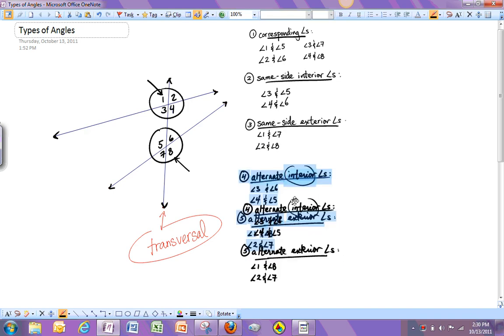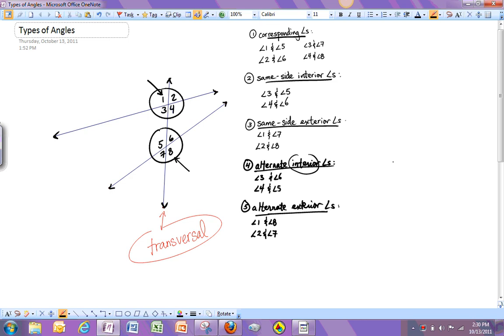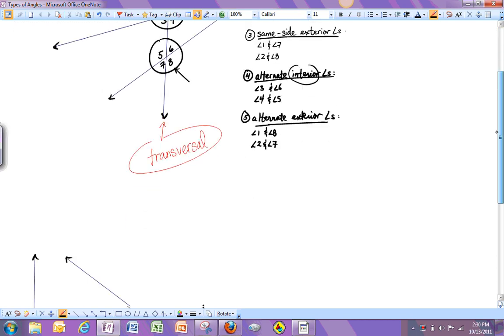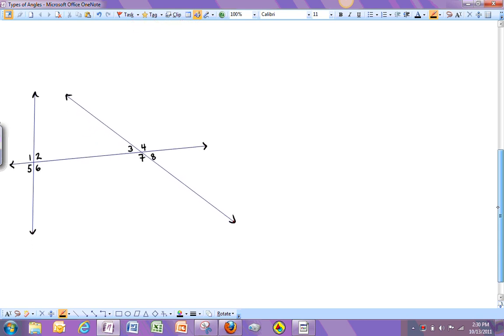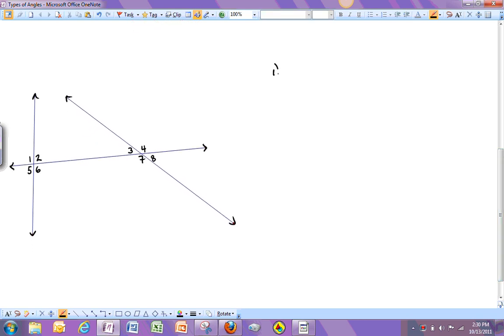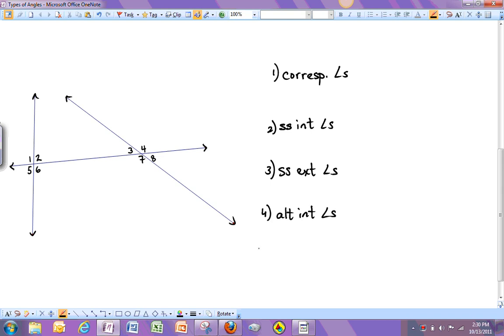Okay. So there are 5 types of angles. Corresponding, same side interior, same side exterior, alternate interior, alternate exterior. What I want you to do now is I've created this other drawing here, and I've labeled the numbers a little differently. And so what I want you to do is to go through these and list off all the pairs of corresponding angles, all the pairs of same side interior angles, all of the same side exterior pairs, all of the alternate interior pairs, and all of the alternate exterior pairs.